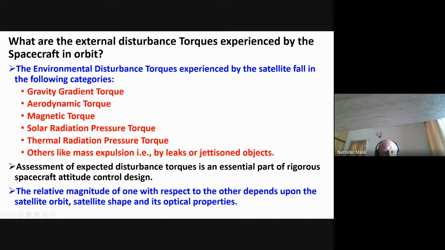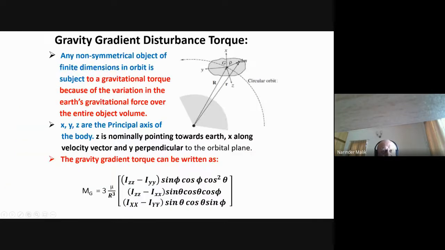Assessment of the expected disturbance torques is an essential part of the rigorous spacecraft attitude control design process. The relative magnitude of one with respect to the other depends upon the satellite orbit, satellite shape, and optical properties. These torques depend upon various factors. Most important are the orbit and the shape of the satellite, and then also the optical properties, which we will discuss subsequently. The first one is the gravity gradient disturbance torque.